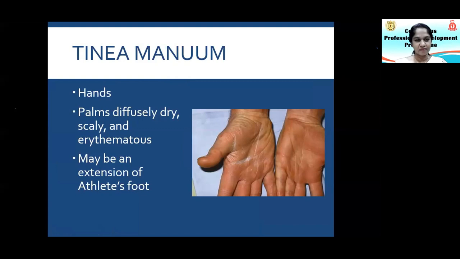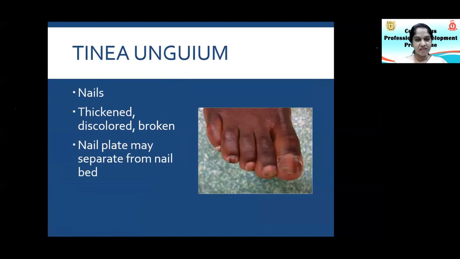Tinea unguium is tinea involving the nails. Usually one or two nails are affected, and the nails will be thickened, discolored, and friable. There can also be onycholysis, that is separation of the nail plate from the underlying nail bed, and also subungual hyperkeratosis can be seen.